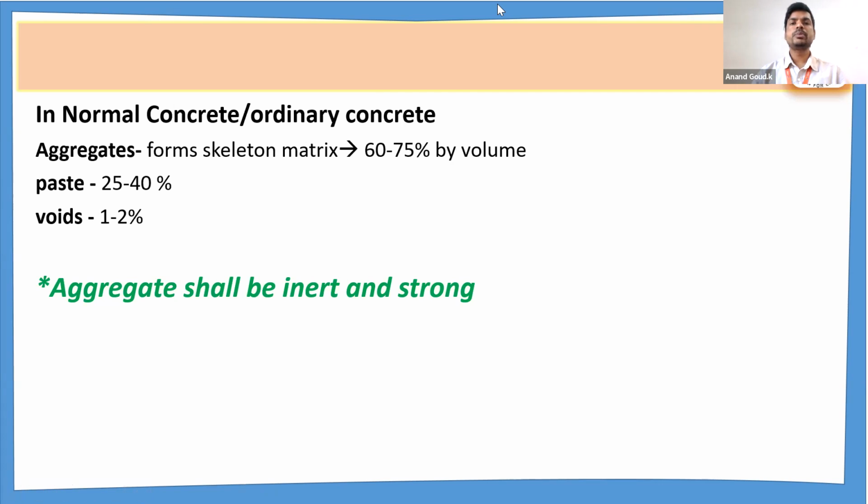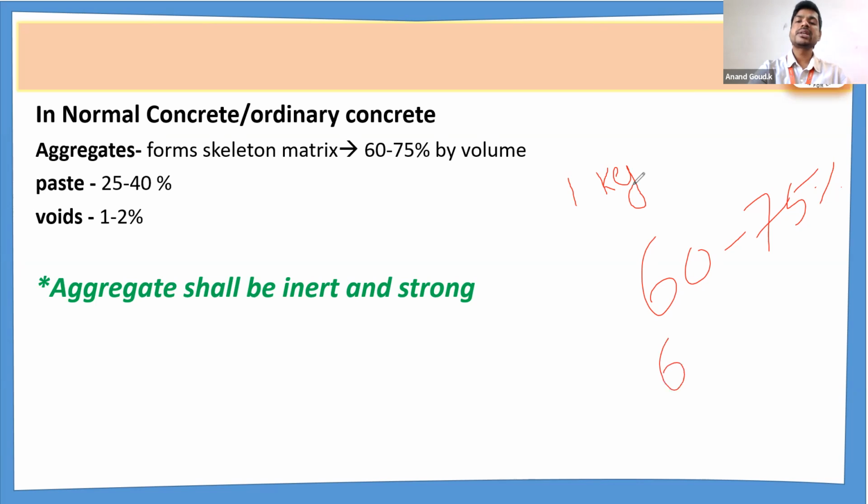Whenever you are going to prepare 1 unit of volume, here whatever the quantity, it may be 1 kg or it may be 1 ton. In that 1 unit of concrete, almost 60 to 75 percentage will be aggregates only. So out of 1 kg, around 600 grams of aggregates will be used in the concrete, and the remaining 25 to 40% will be your remaining materials like cement and water.